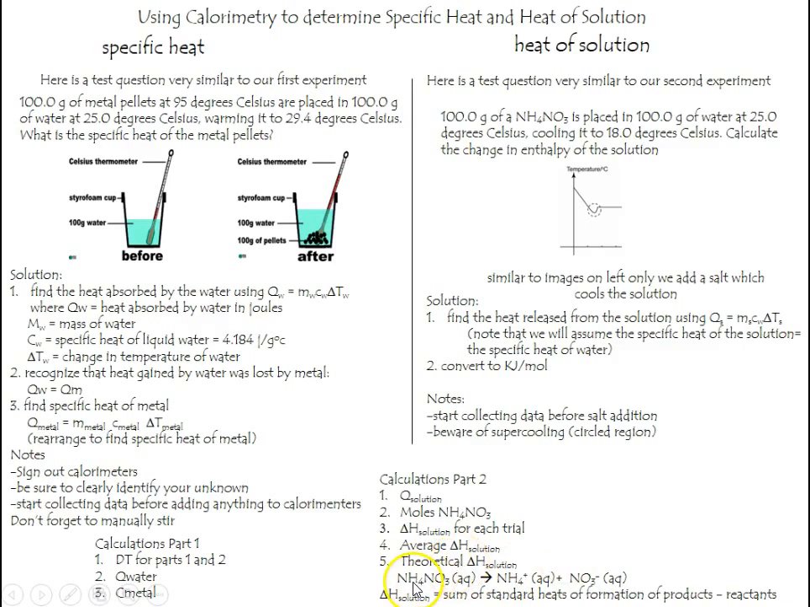Here's your chemical reaction. It's really just dissociation. And remember that the heat of solution theoretically would be the sum of the standard heats of formation of your products, there's 2 of them, minus your reactants, there's 1 of them. Look them up in a table and get an answer. It'd be interesting to see how that compares to the calculated value, the experimentally determined value.